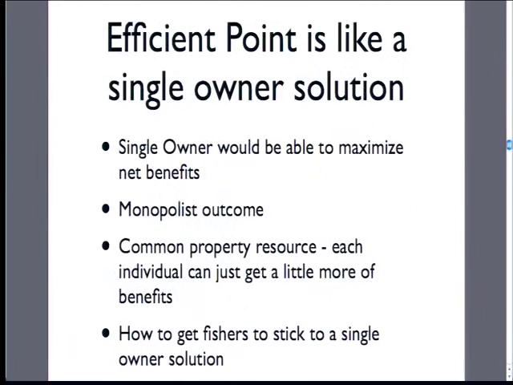So as I tried to say before, we think about this efficient solution, the efficient allocation of resources, as if one single owner owned the fishery, if it was a monopolist. If there was a single owner, they could do the point that maximized the net benefits.